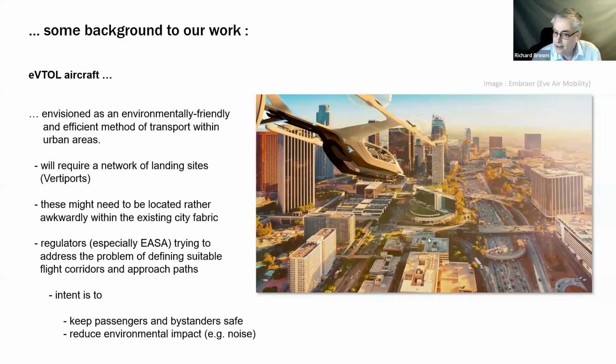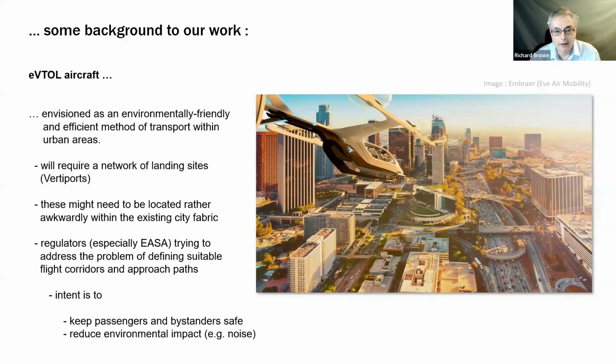So regulators, and I'll single out the EASA regulators here, the European Aviation Regulation Authorities, are trying to address the problem of defining suitable flight corridors and approach paths to enable this form of intra-urban transport. And the intent of defining these flight corridors and approach paths is essentially to try to keep passengers and bystanders safe, and of course to then reduce the environmental impact of these aircraft, for example, the noise that they create within the urban setting.